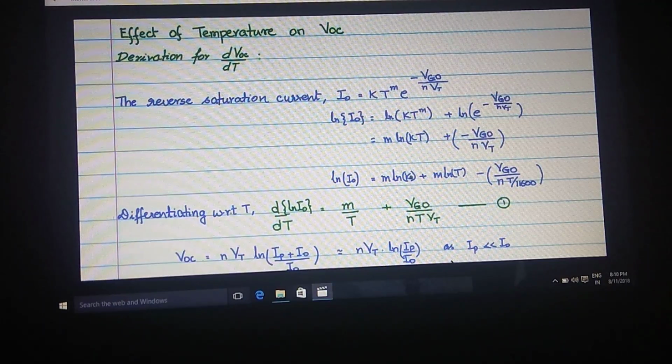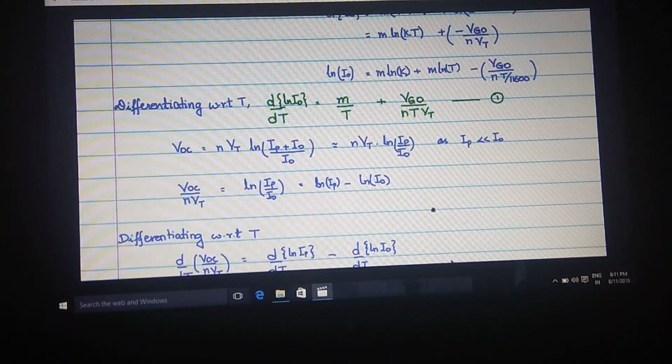Then this equation you differentiate with respect to temperature T. So differentiating with respect to temperature, you will land up with m by T plus Vg naught by Nt Vt. So keep this equation aside. Next, come to the VOC relationship.